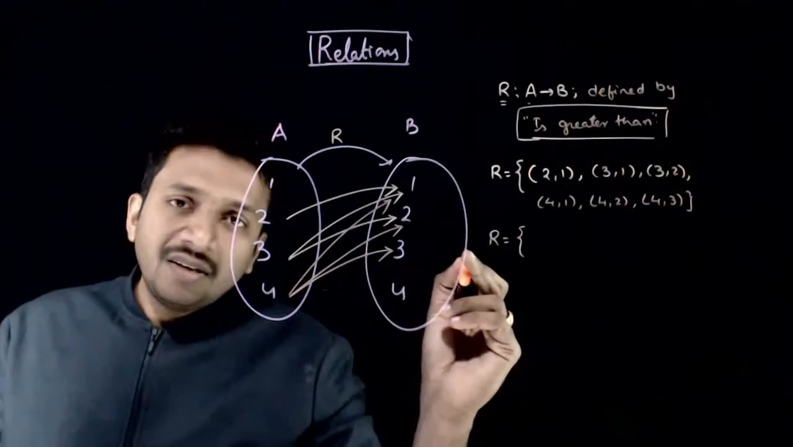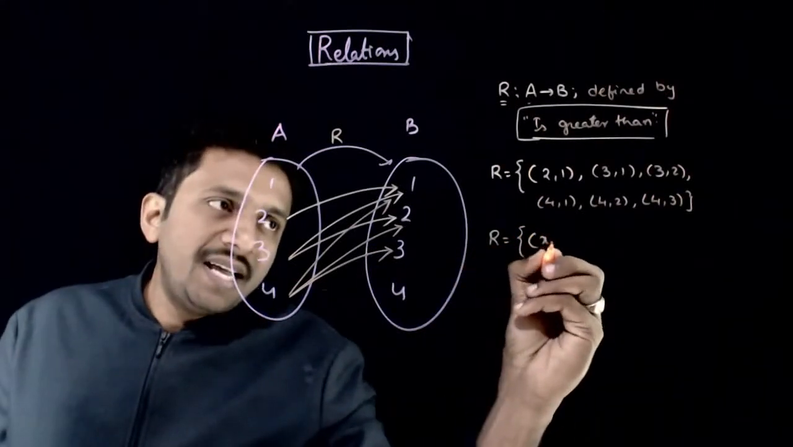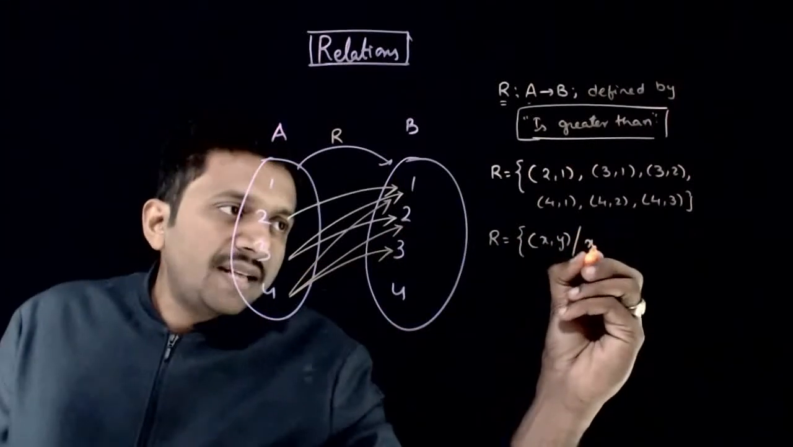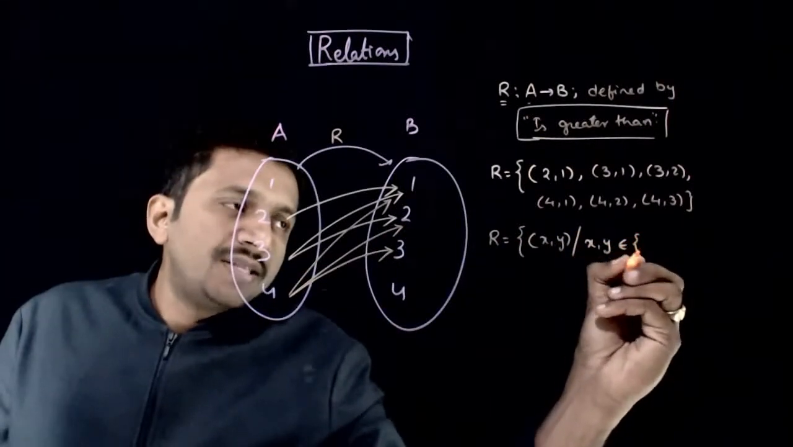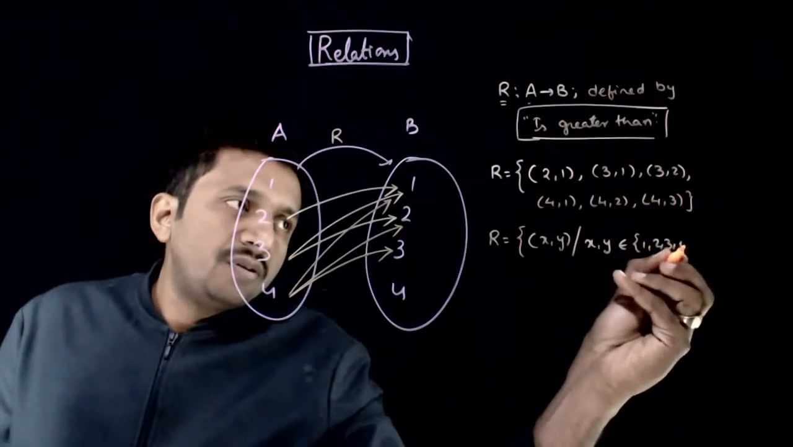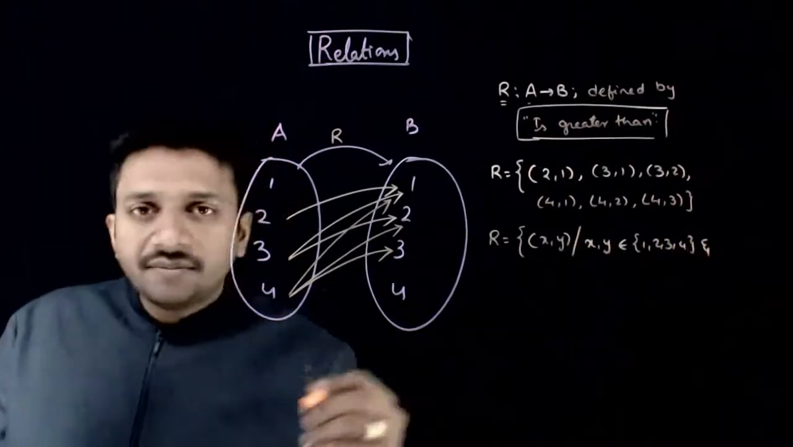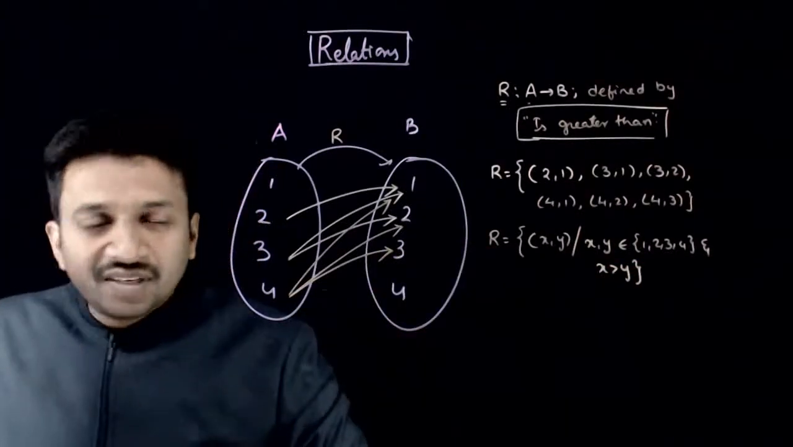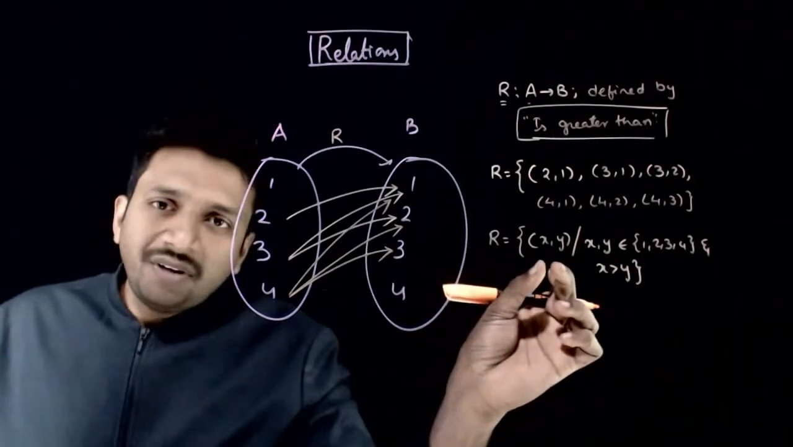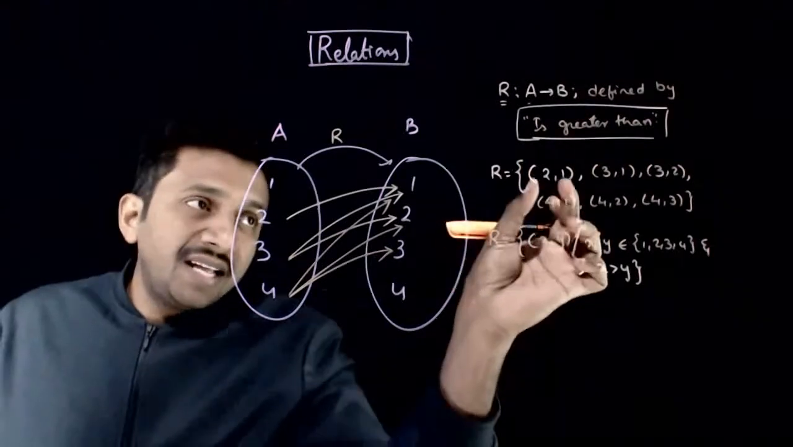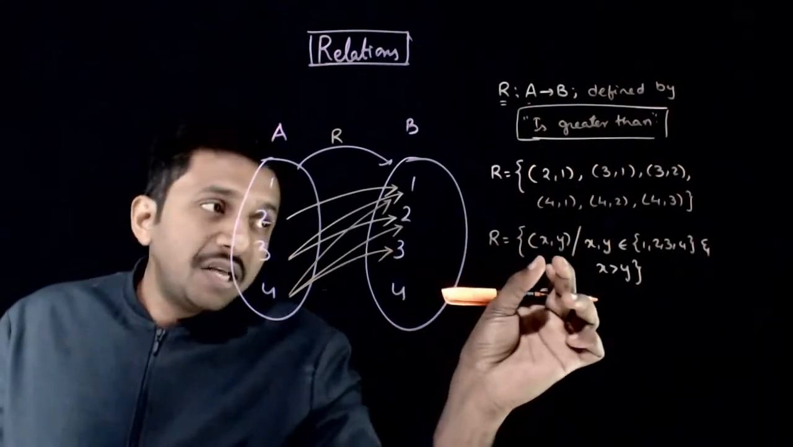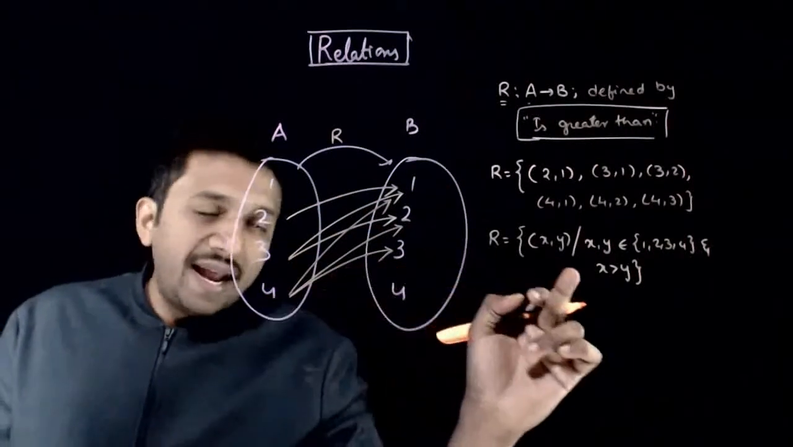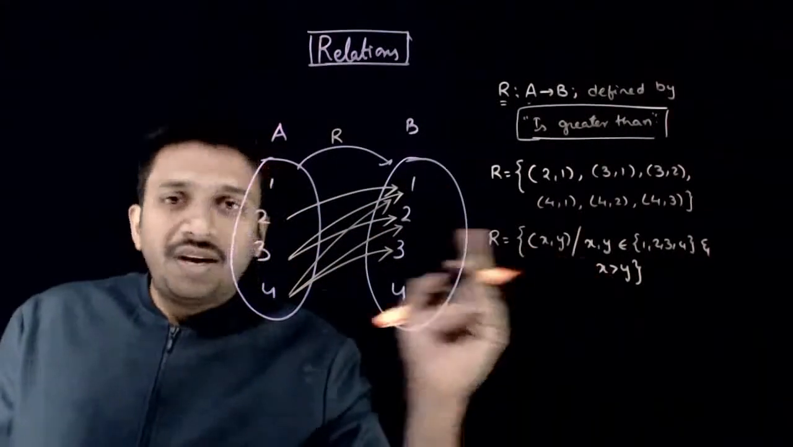The set builder form of R: R is a set containing ordered pairs (x, y) such that x, y both belong to the set {1, 2, 3, 4} and x is greater than y. So this is the set builder form for R. It contains the ordered pairs (x, y) such that both these elements come from these sets and my x coordinate has to be greater than y coordinate.